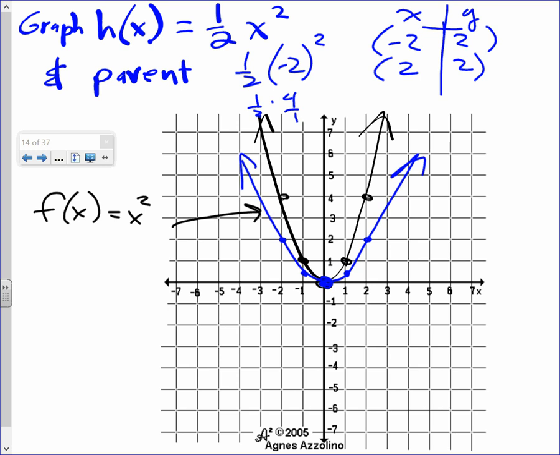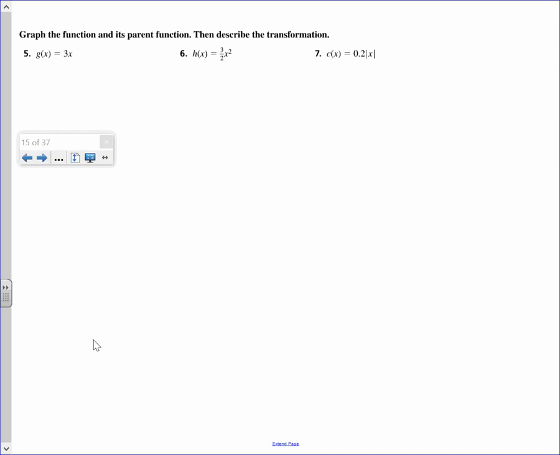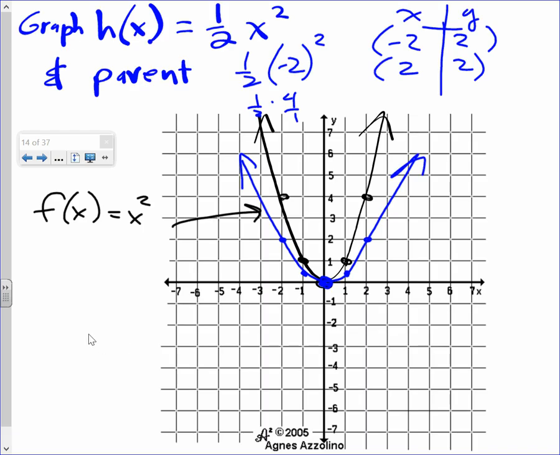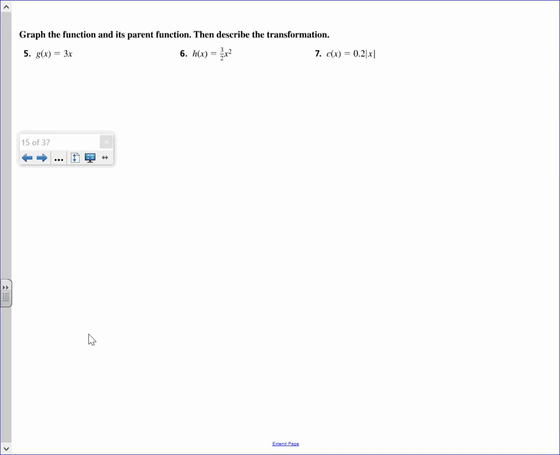It's a vertical shrink. Vertical shrink, points are getting closer and closer to the x-axis. Good. All right. Any questions so far? All right. Next one is 3/2 x squared, yeah.